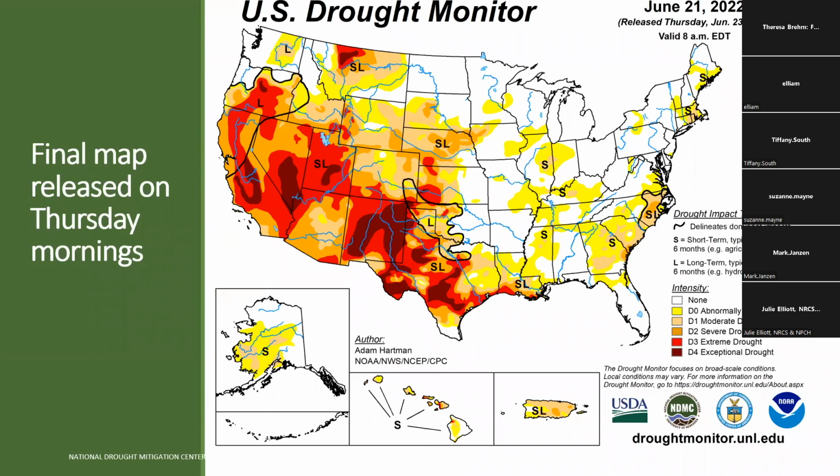And then that's the final map. This is what today's map looked like. You can get it on the Drought Monitor website, droughtmonitor.unl.edu, but it's also tweeted out. I think each of the partner agencies has a map available, and many sector groups have the map available as well.